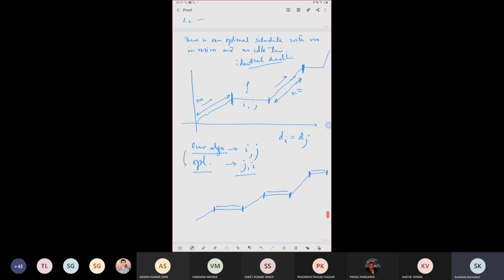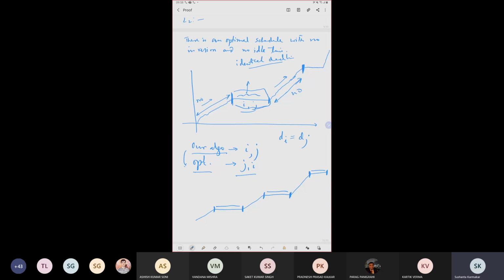I have to show that in this region, if our algorithm uses one kind of ordering of jobs during this region, and the optimal algorithm uses some other type of ordering in this region, even in that case also, the max lateness is not hampered. The max lateness is not hampered, because you have to understand this.